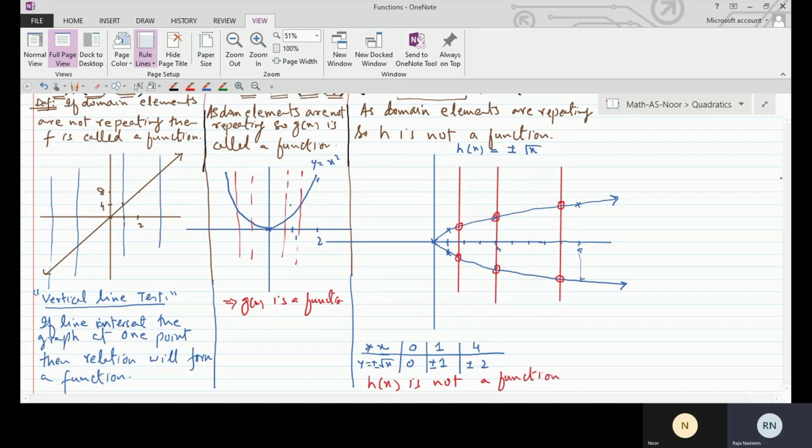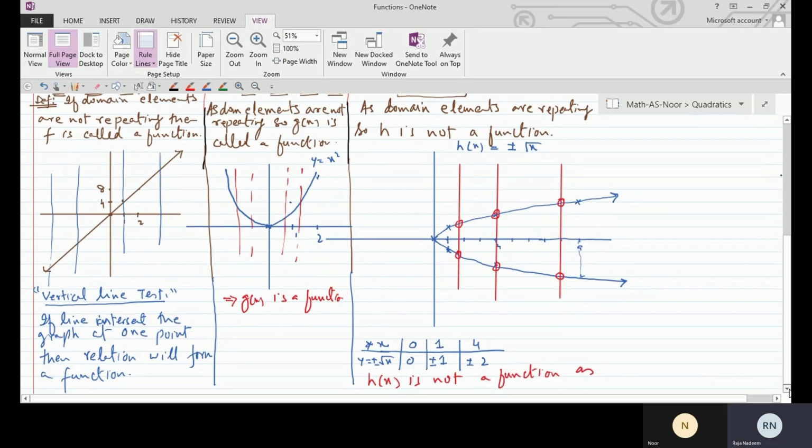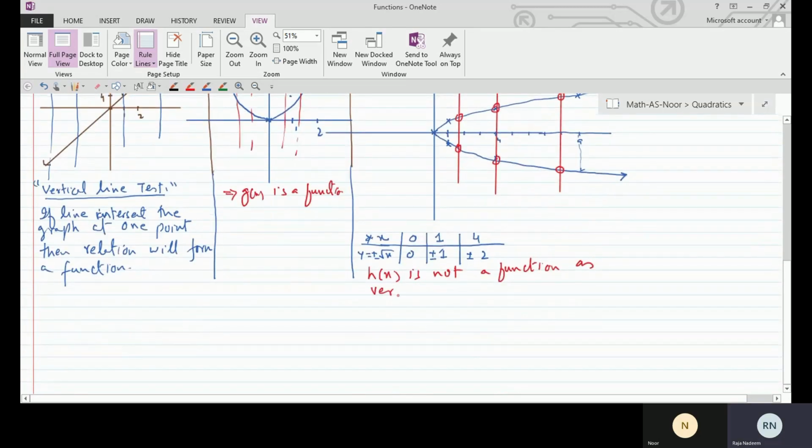Okay, as the vertical lines are intersecting the graph at 2 points. Got it?